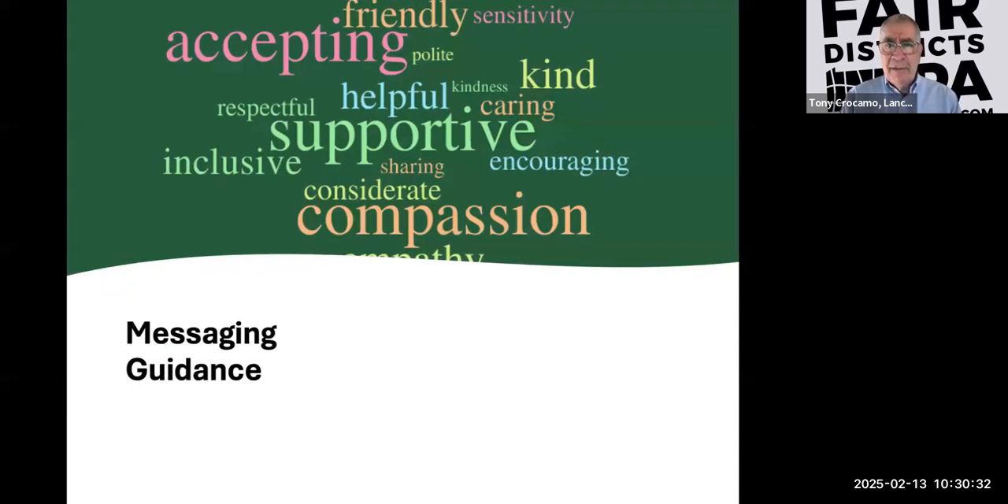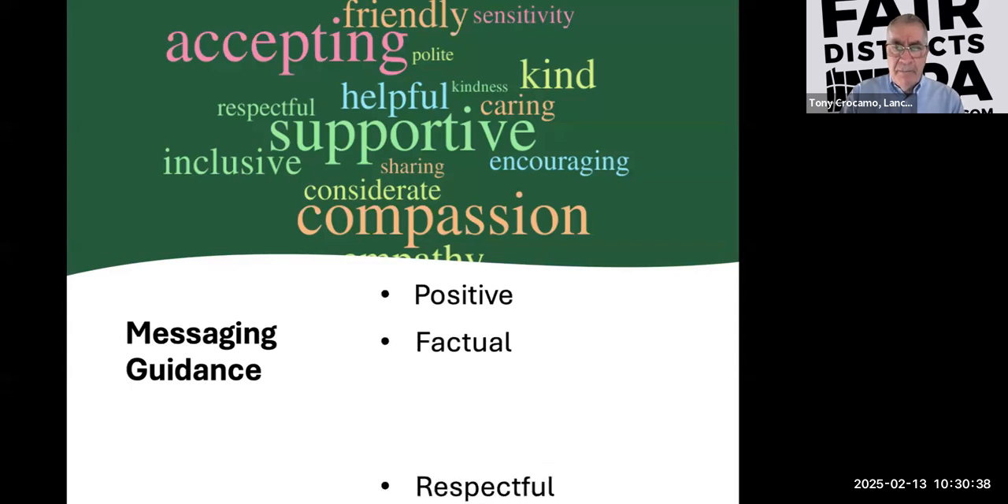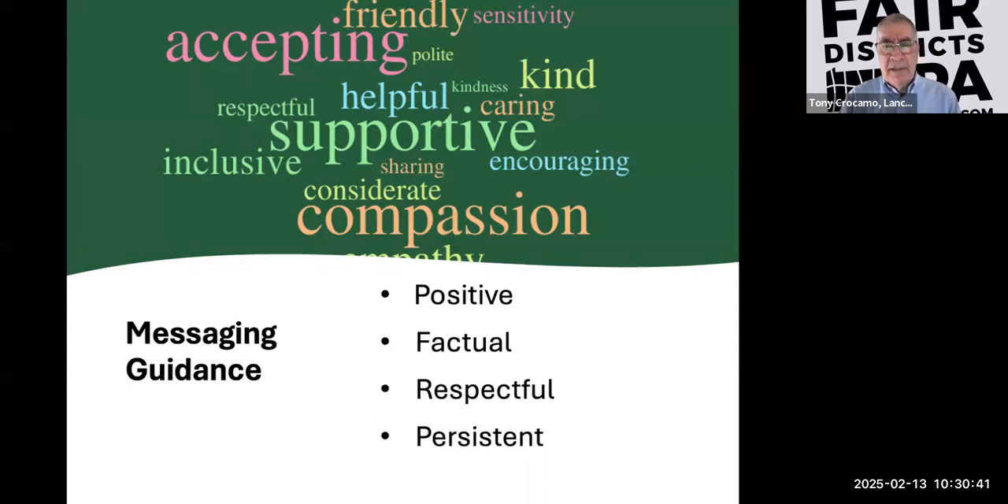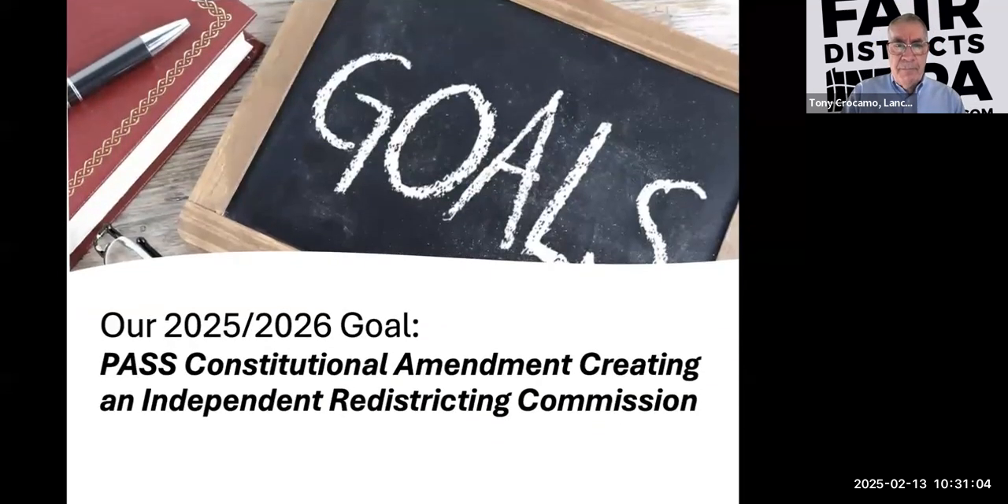All right, so you have a meeting. What are you going to be saying? Well, you want to remain positive, factual, respectful, and persistent. And Fair Districts provides a lot of good information. Please check the website out for the latest talking points before you go see that. And check with advocacy advisors or reach out to Fair Districts leadership and ask questions about what you should be saying. What's the most important thing to be saying at this time? Our 25-26 session goal is to pass a constitutional amendment creating an independent redistricting commission.